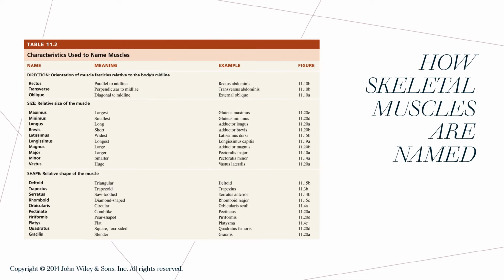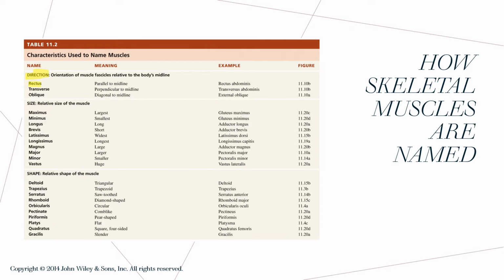Here we have a table that lists out the characteristics used to name muscles. So this is helpful. You don't necessarily have to memorize every muscle, but you can look at or memorize the types of characteristics, and then it'll give you a clue as to where the muscle is or what it looks like. First off, we have direction.